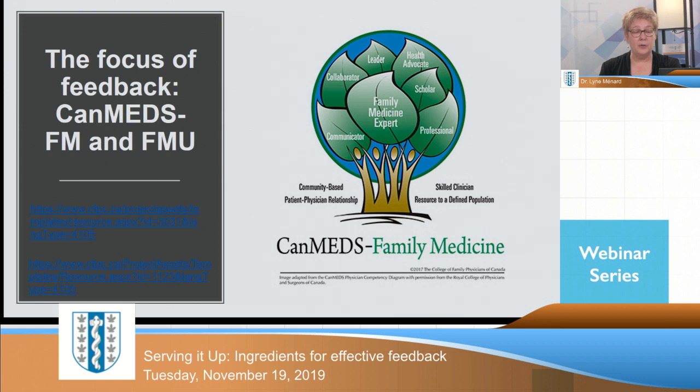Here are a few examples. If you wanted to give feedback on the leader role, that feedback could be around time management. If you want to give feedback on the scholar role, it could be on self-learning skills and the ability to find the appropriate information. If you want to give feedback on the advocate role, it could be that the social determinants of health were taken or not taken into consideration in the evaluation of a patient. And feedback on the professional role could be on the ability to admit one's own mistakes.